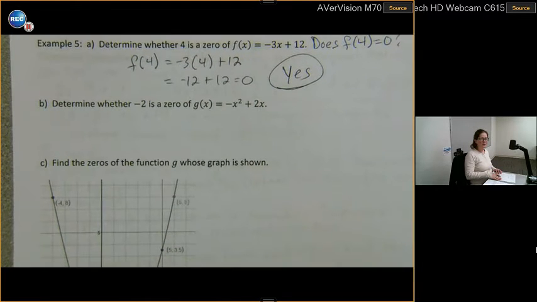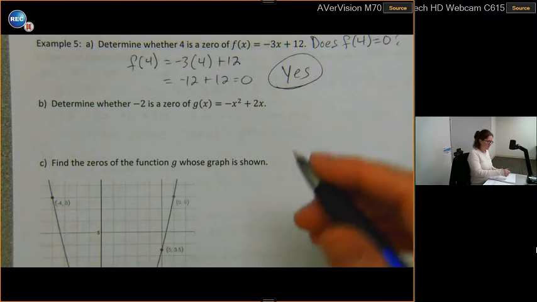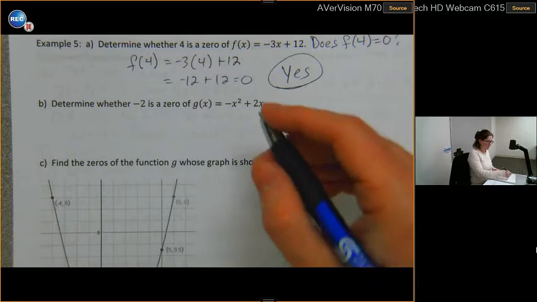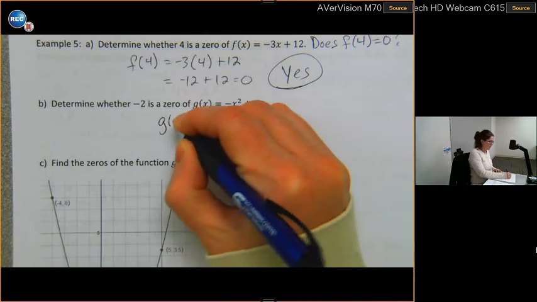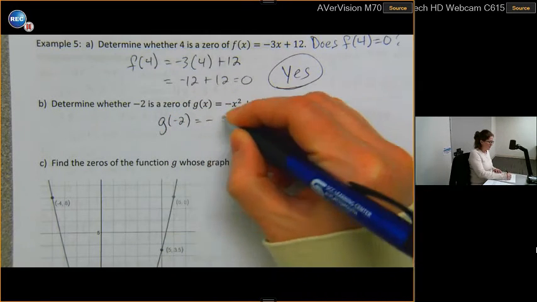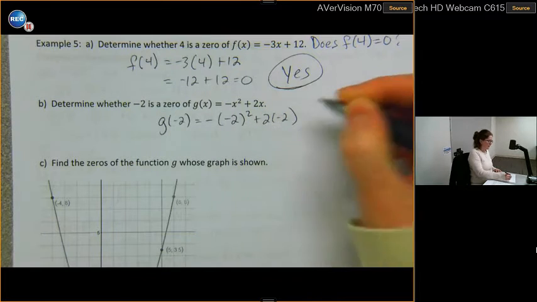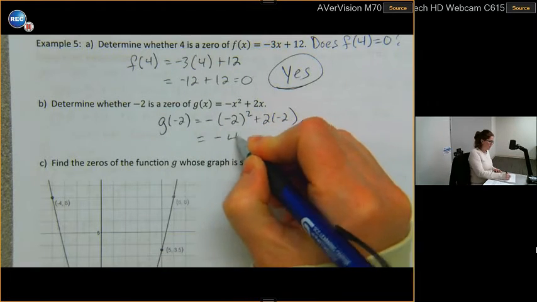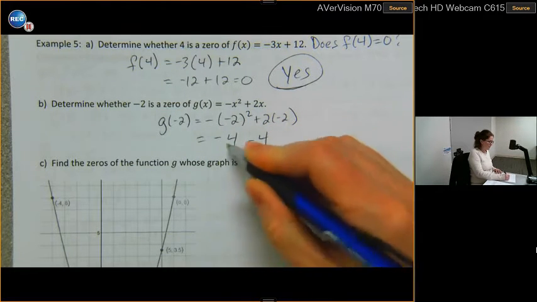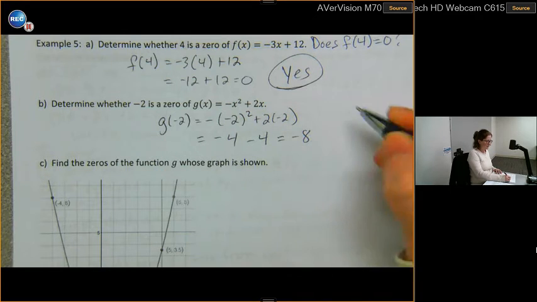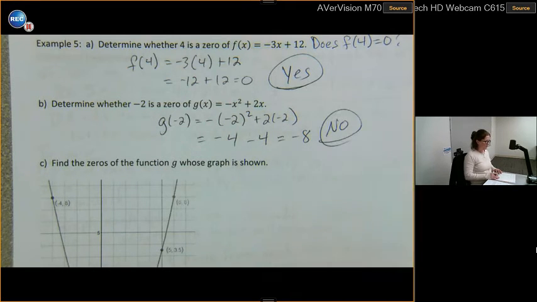Determine whether -2 is a 0 of g of x equals -x squared plus 2x. So I'm going to put in -2 and see if my answer is 0. -4 minus 4, that's -8, which is not 0. So no, it's not a 0.